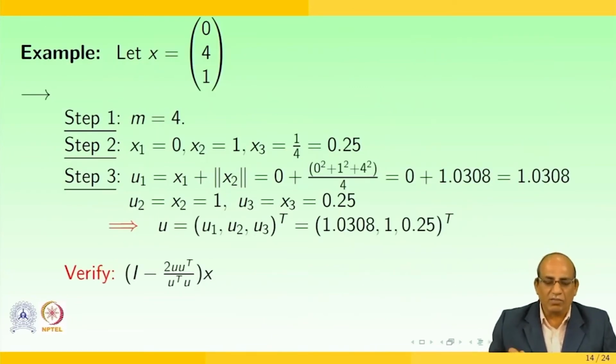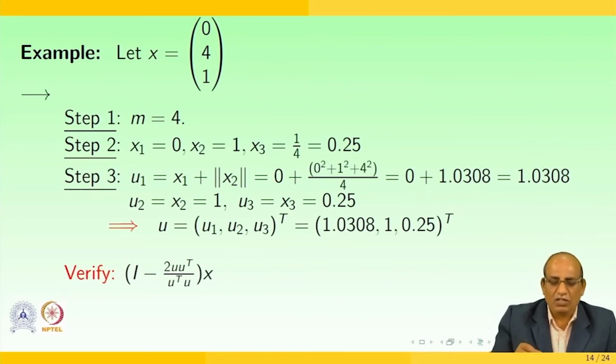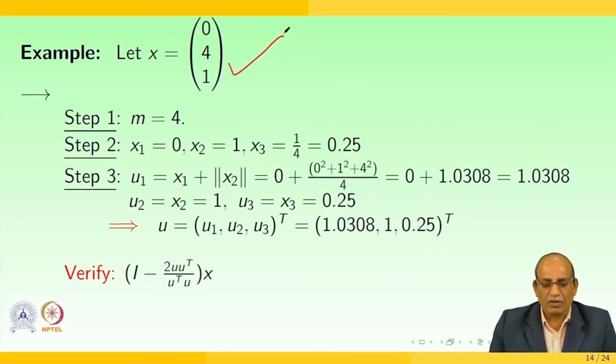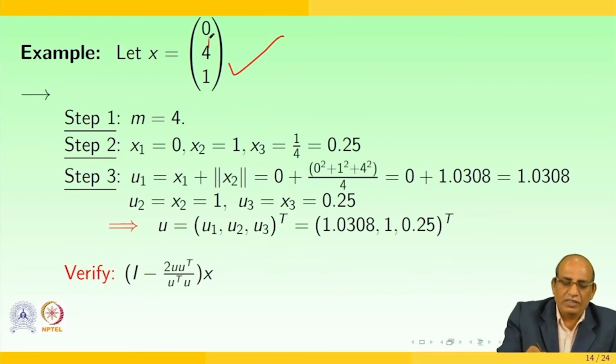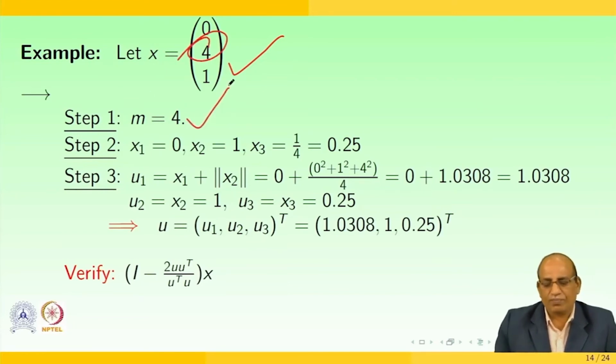well, let's see a simple example. Let x be equal to 0, 4, 1. You see this example, and m is equal to 4. This is the maximum element. So m is equal to 4.